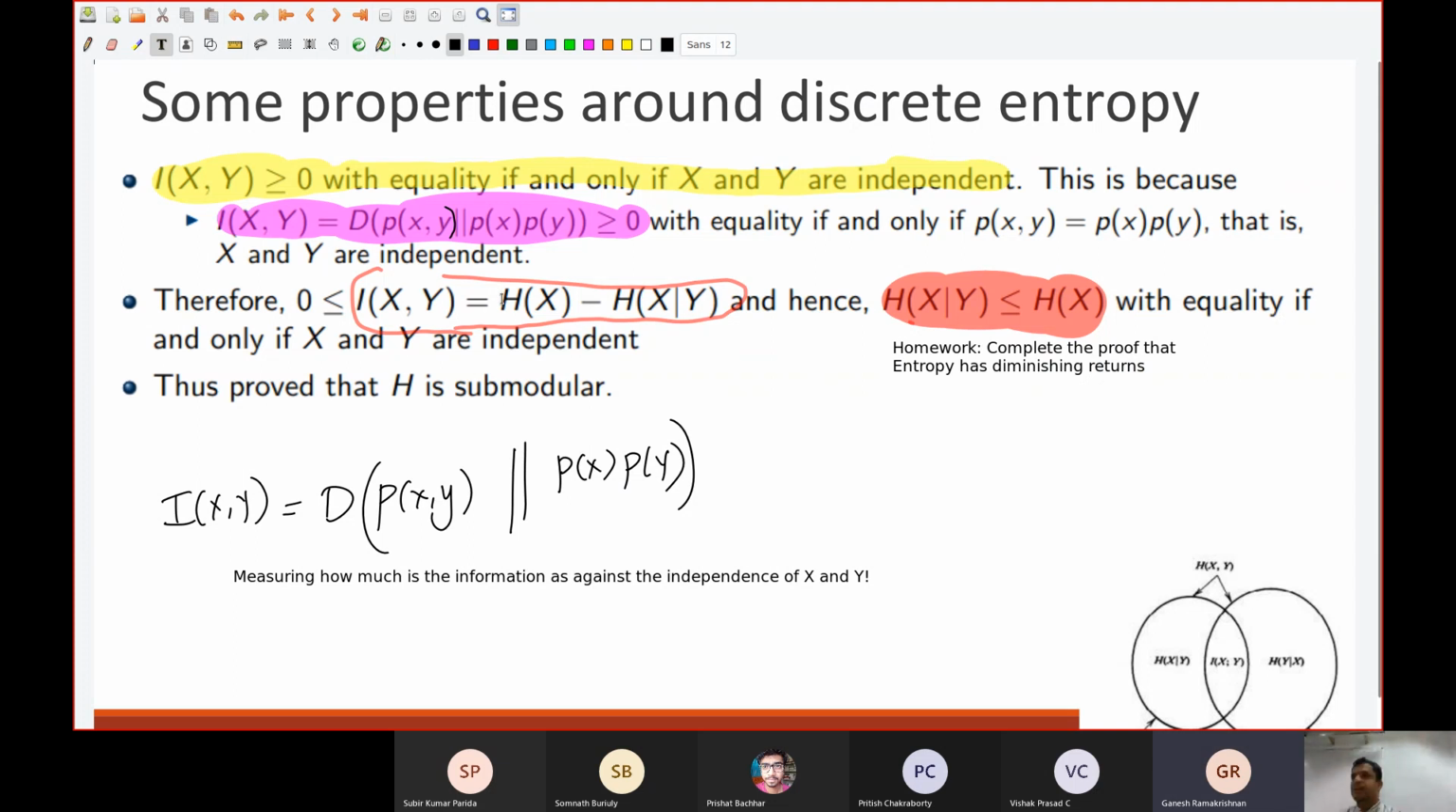Each such homework problem expands the gamut of tools that you get exposed to for your assignment as well. Thanks.